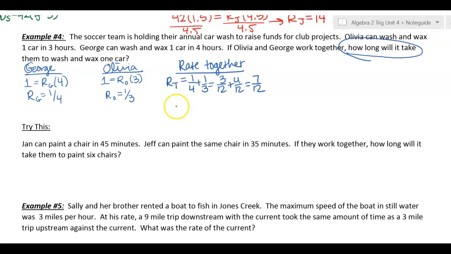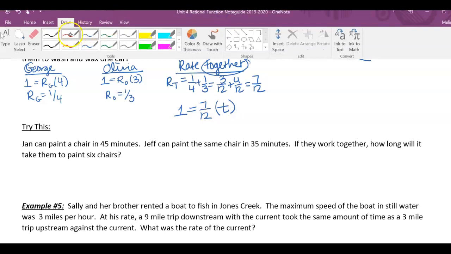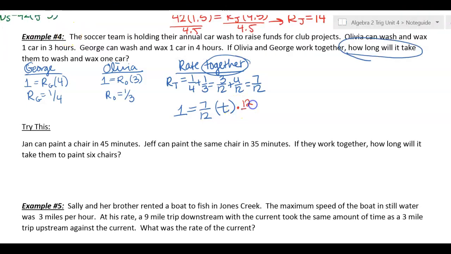So I am going to set up an equation specifically for them working together. The distance is one car. That's how much we want them to complete. I know their rate is 7/12. I need to solve for the time instead of the rate. In order to solve for the time, I'll multiply by 12/7. And I get that the time is equal to 12/7 or 1 5/7 hours. So my answer is 1 5/7 hours.